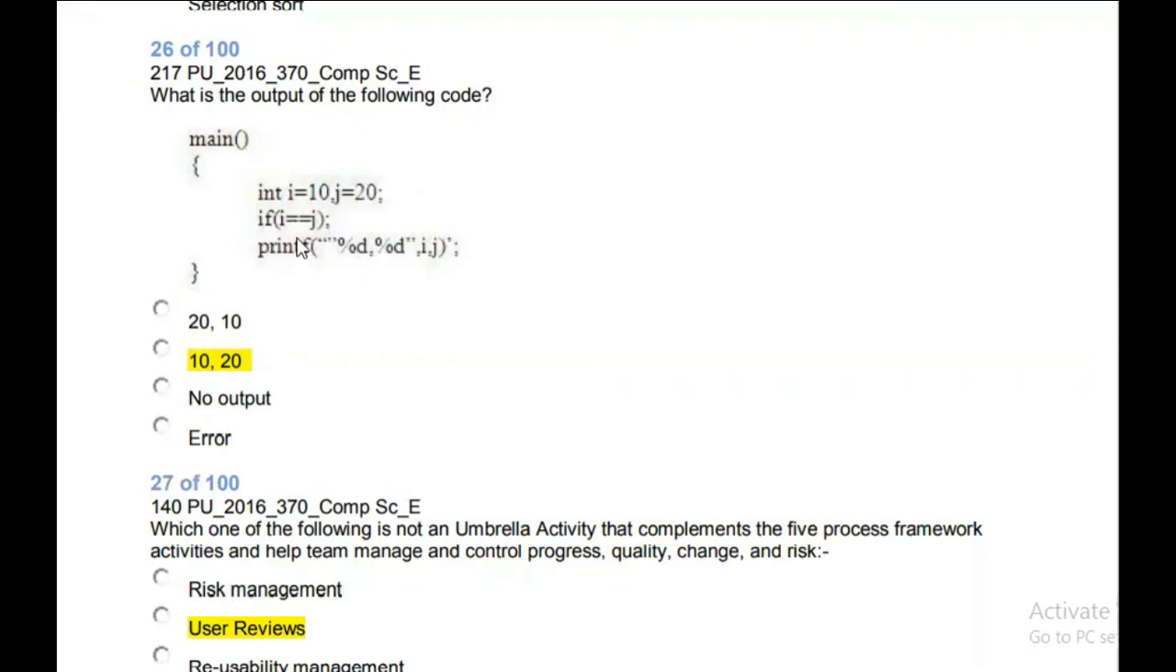So printf is a separate statement. It just prints i, which is 10, and j, which is 20. So the output would be 10 and 20. The if has no effect here. So option B is right.